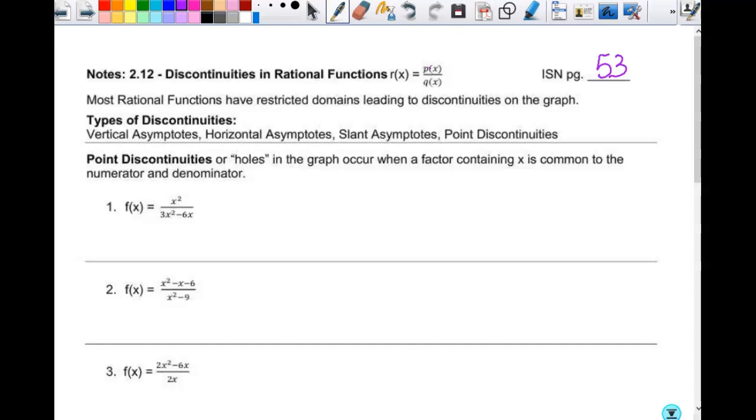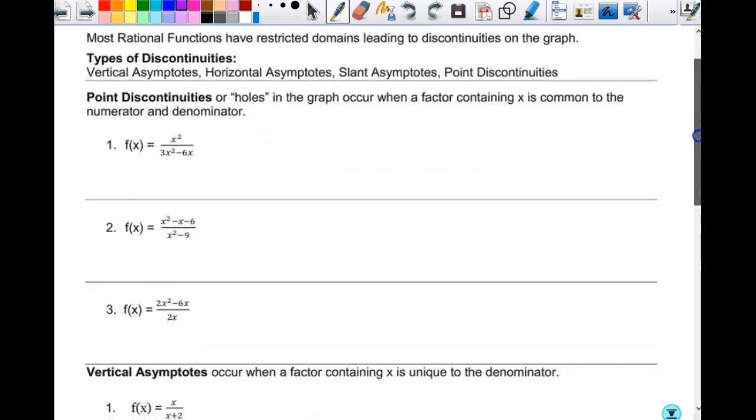Does that make sense? If it's 2x plus 3 over 5x, that's a rational function. So you're going to have not just a fraction, but a fraction that has at least one variable in the denominator. Most, maybe all of this is a review for you, but I think most people need at least a little bit of review on this. Most rational functions have restricted domains leading to discontinuities on the graph.